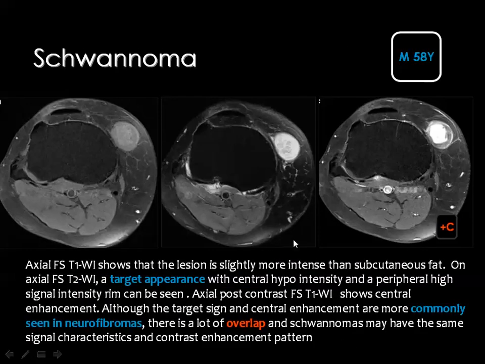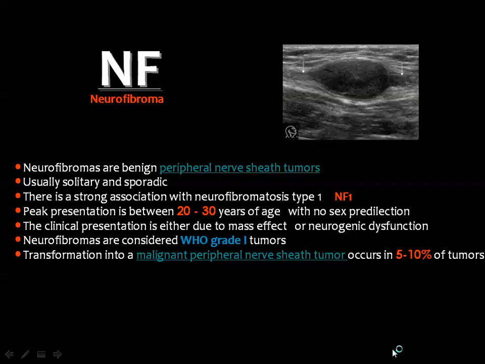And this is also a schwannoma near the knee, where you can see the tumor in the T1 fat set, and in the T2 with fat set, you can see the target sign. And if you inject contrast material, the central part of the lesion will enhance, and the peripheral part of the lesion will not enhance. And neurofibroma is the second tumor in this category.